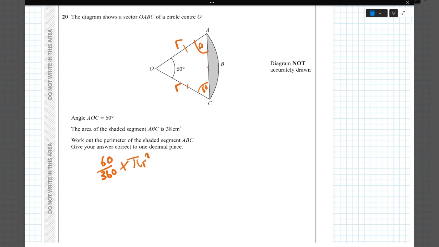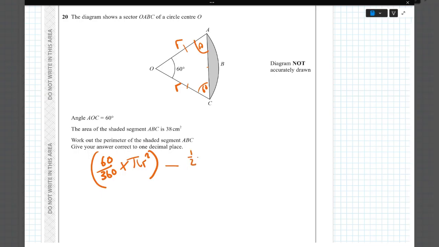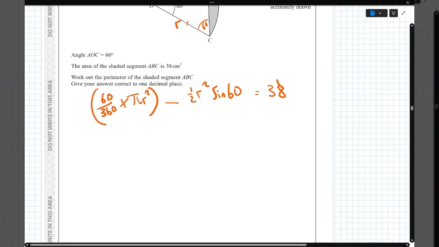Then to work out the area of the triangle, and that's the bit that's been subtracted away from the sector, it's a half AB r squared sin 60. And all of this is equal to 38. So we need to find the radius, really. That's the thing we're looking for.